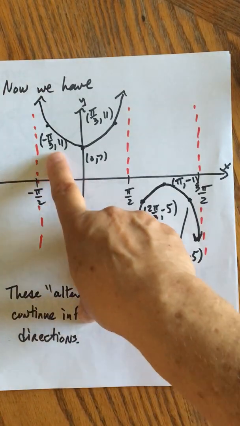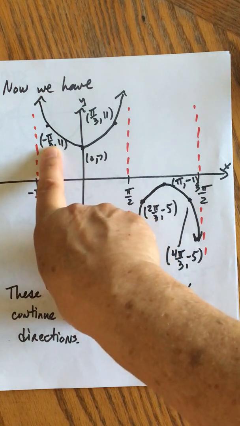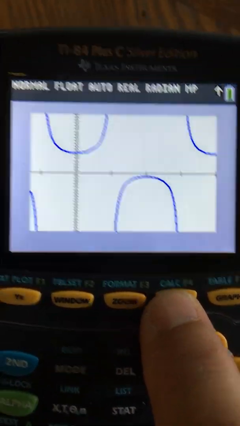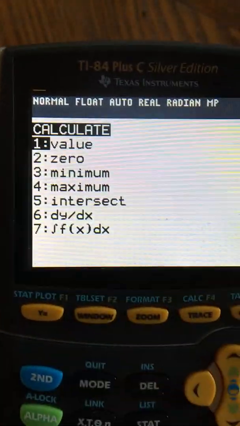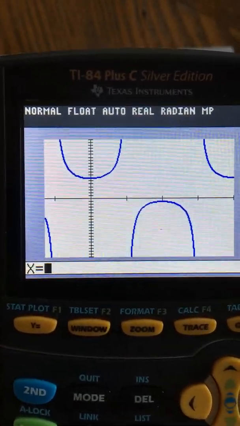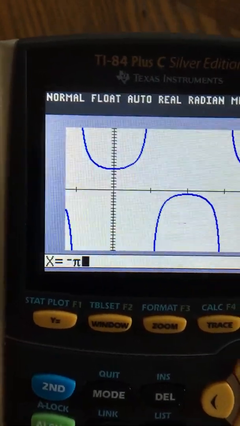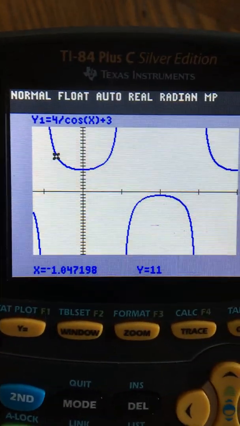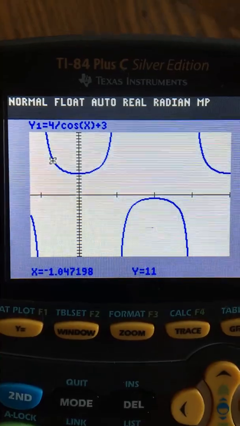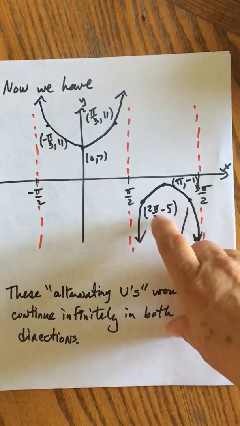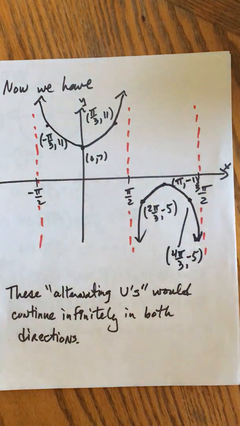Now let's just see. Let's put in, let's say, negative pi over 3 and see if we get 11. So let's just double check it. To do that, you're going to go second, we're wanting to access calc, and we want to choose value. So we can either press 1 or enter. And now I'm going to put negative pi divided by 3, and there it is, 11. All right, so you can check yourself. And let's check something like here, 2 pi over 3. Okay, so at 2 pi over 3, we should get negative 5. Let's just check that.